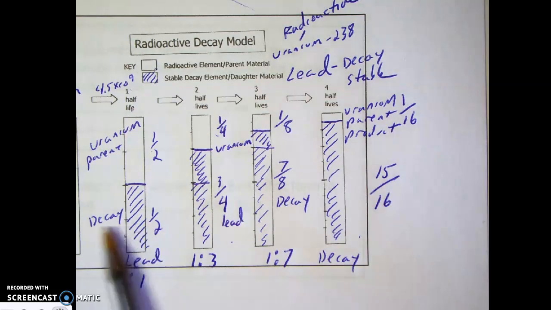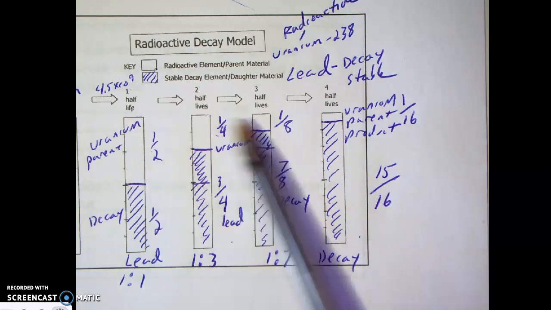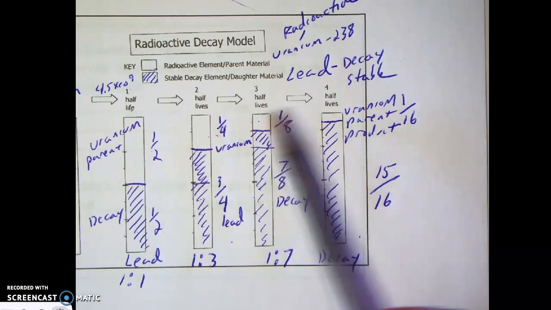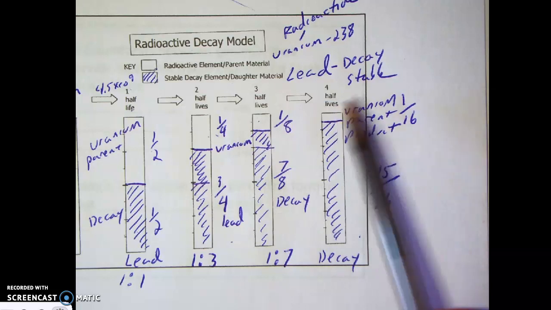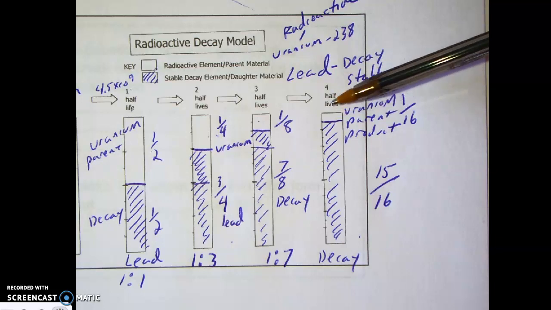Okay, so this is showing how we go from 100% radioactive material, and then after each half-life, the amount of radioactive material gets cut in half and cut in half and cut in half. You'll never reach a point where your radioactivity goes away completely, but it'll become incredibly tiny.